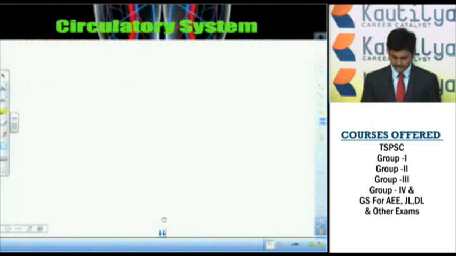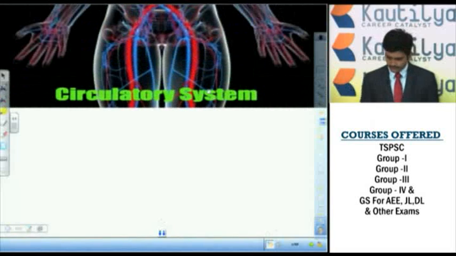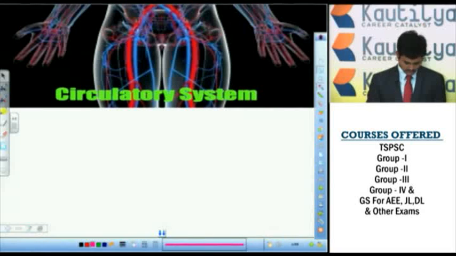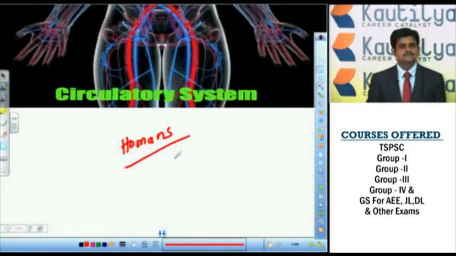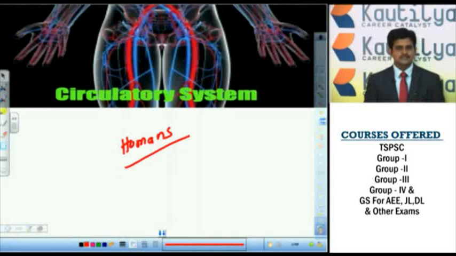So what actually is the circulatory system? We all know that humans have a well developed circulatory system. And what is the use of this circulatory system? The circulatory system helps in the transportation of different substances from one part of the body to the other parts of the body. This circulatory system is of different types in animals and in plants. The system is present both in animals and plants.